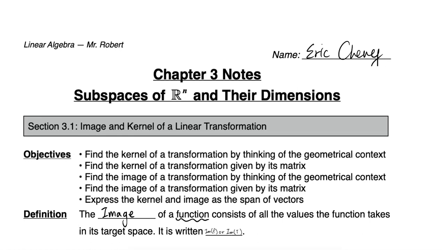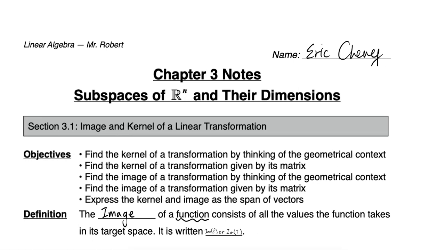Chapter 3, Subspaces of Rn and their dimensions. This is where a lot of really interesting things start to happen in this course. In section 3.1, we will be talking about the image and the kernel of a linear transformation. These two concepts, image and kernel, actually tie quite well together with previous concepts from functions.